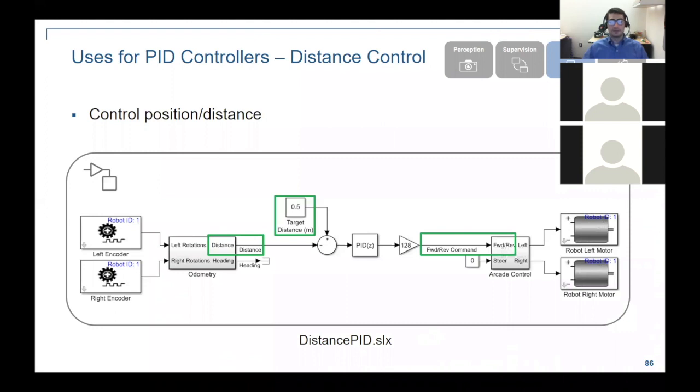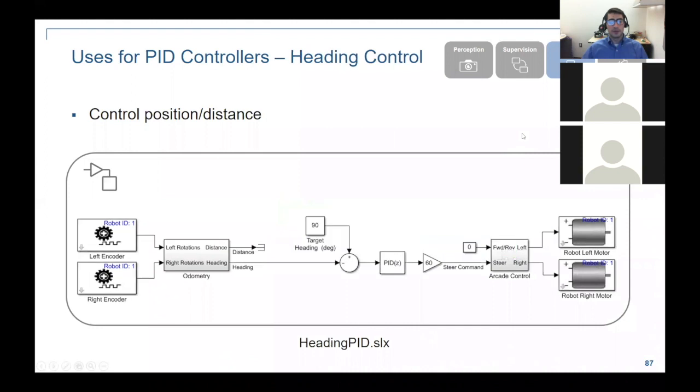And we can do this because we are also processing our command with something called an arcade control module. And this basically just means that for a differential drive robot, we are going to be telling it to move forward and backwards and then to turn right or left instead of setting the individual motor speeds. But the idea here is that we can use the odometry to control distance instead of using the encoder counts directly. And the same goes for heading control.